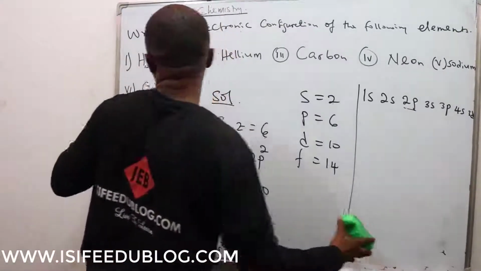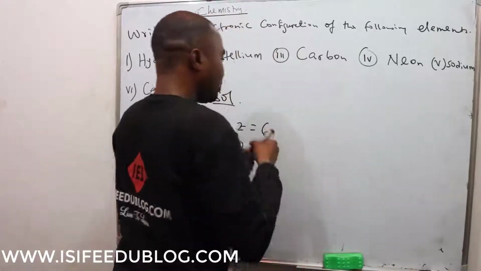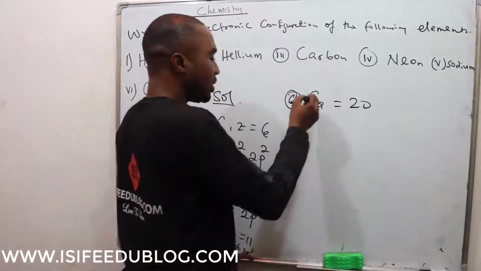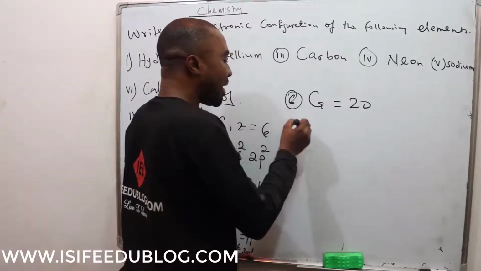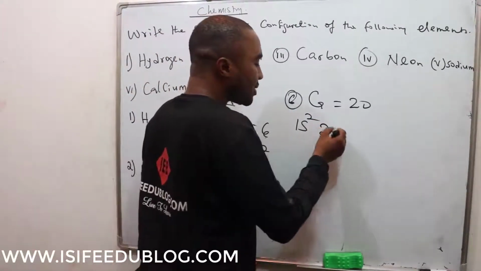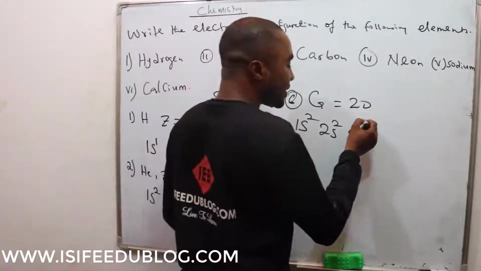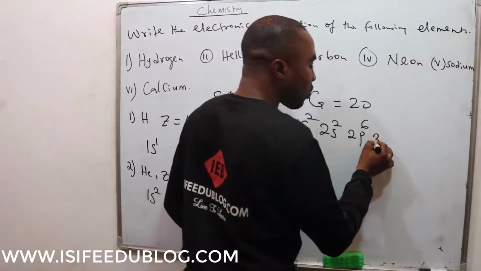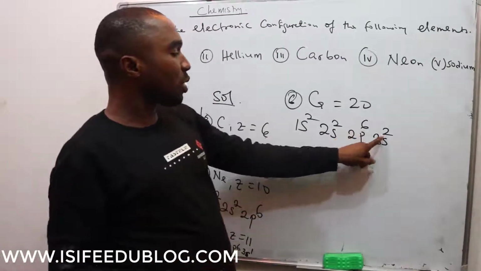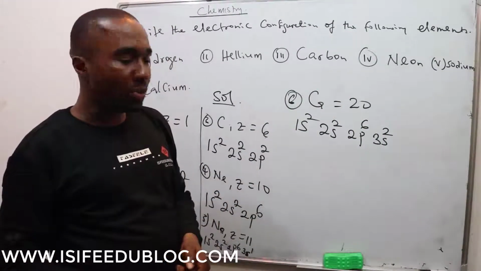Now the next one, which is the last on the list here, is calcium, number 6. Calcium atomic number is 20. When we write the 1s orbital, the maximum number of electrons it can carry is 2. After 1s, that is 2s, 2. After 2s, we have 2p. The maximum p can carry is 6. After 2p, the next one you have is 3s, and s will carry a maximum of 2. If you check 2 plus 2 plus 6 plus 2, we have 12 electrons out of 20. So we still have 8 more electrons.